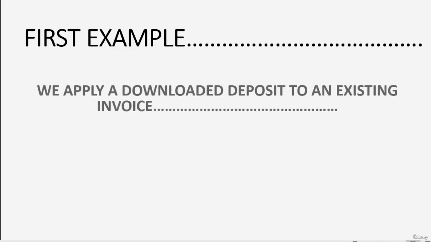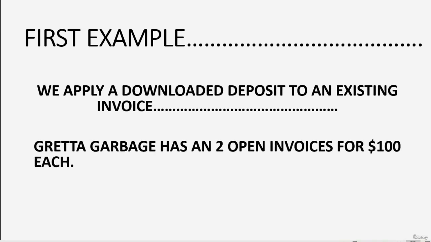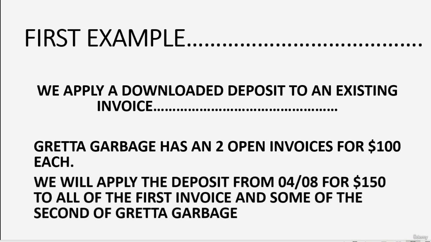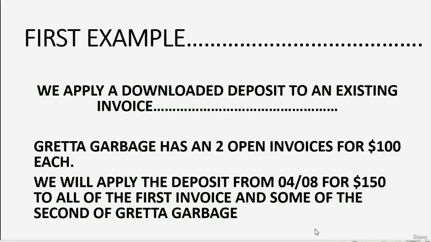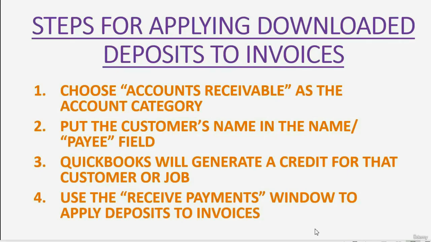First example, we will apply a downloaded deposit to an existing invoice. Greta Garbage has 2 open invoices for $100 each. We will apply the deposit from April 8th for $150 to all of the oldest invoice and some of the second for Greta Garbage. Now, remember, these are the steps, and this is what we'll do. And the date was April 8th for $150.